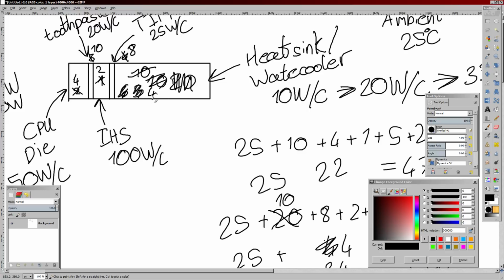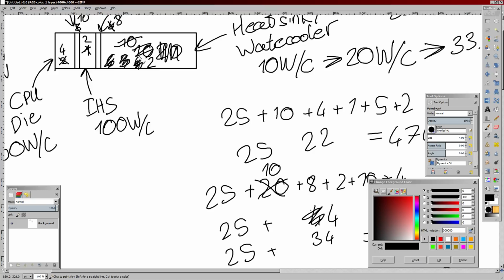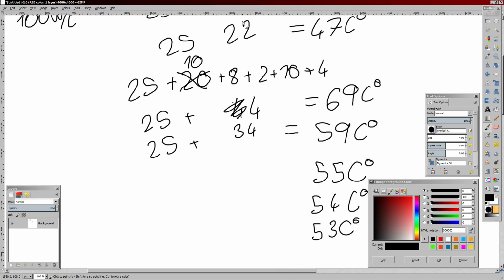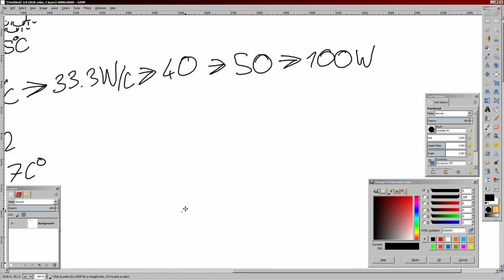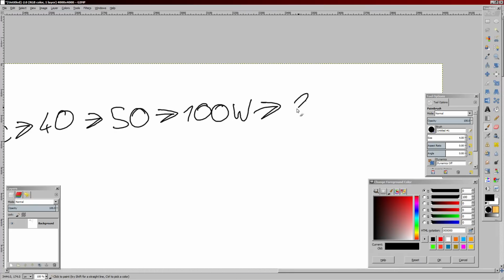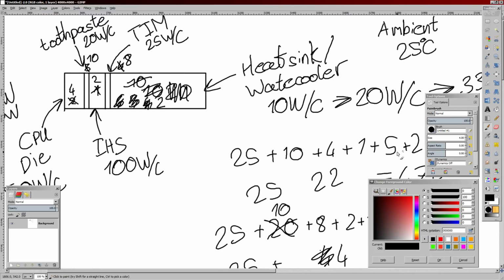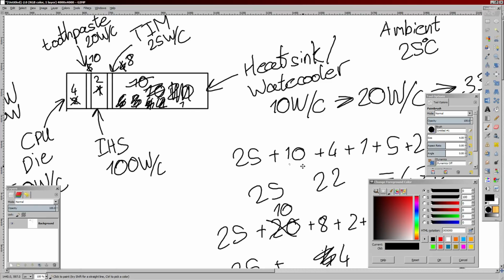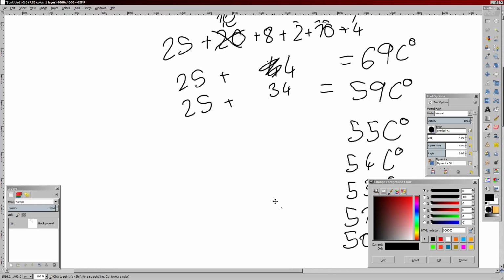So we're now on a 100 watt heatsink, so we only have 2 degrees of temperature rise across the cooling system instead of 4. Our CPU temperature is still 51 degrees centigrade. Okay, so now we completely max out our cooling system. We have a 200 watt per degree centigrade water cooler. There is 1 degree of thermal rise across our heatsink. The end result is we are now at 50 degrees centigrade.